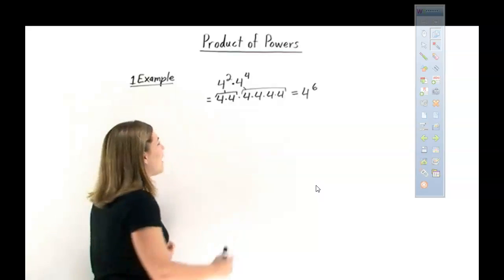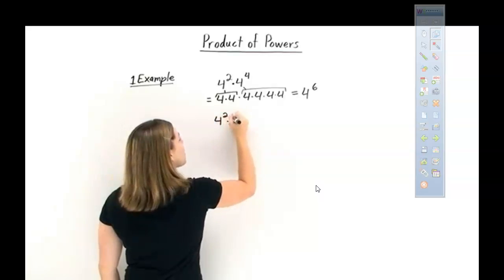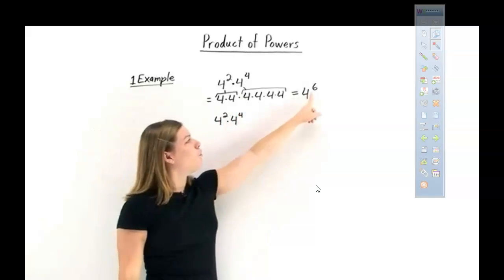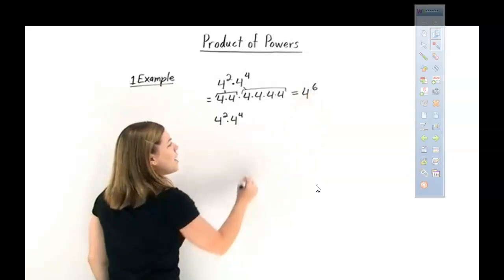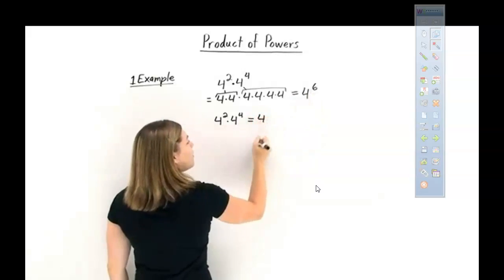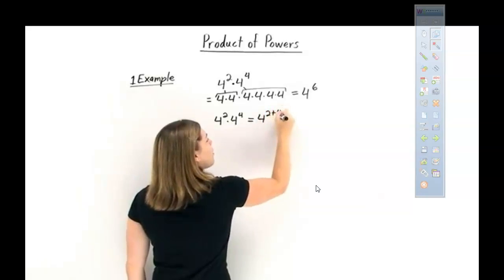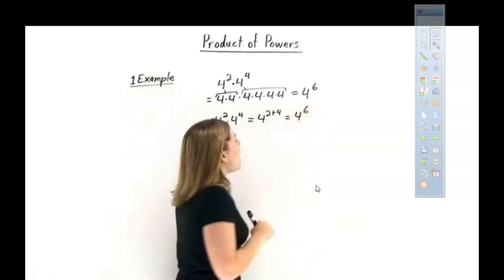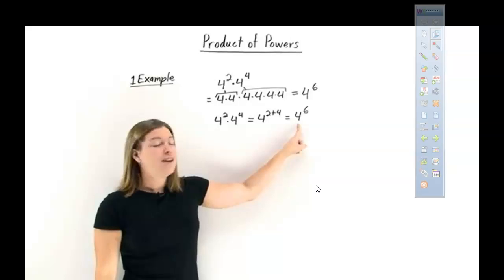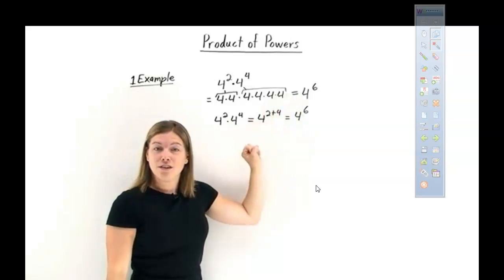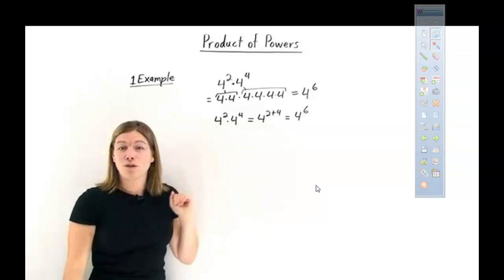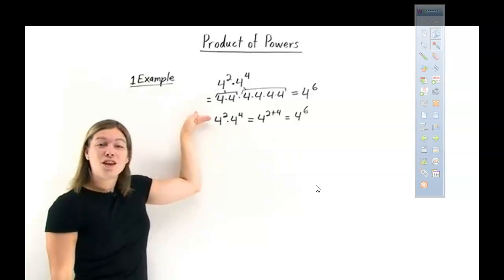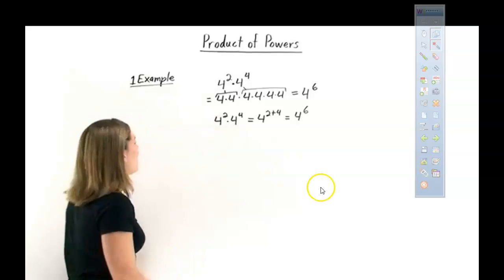Now take a look at this. Let's say again that we have 4 squared times 4 to the 4th. If we look at these exponents, 2 plus 4 is 6. So here, what if we rewrote it like this? Having that base of 4 and just taking those exponents and adding them together. So here, 2 plus 4 is 6. And we get 4 to the 6th again, just like we got when we expanded everything out. I wonder if this can work for other examples. In fact, it can. Here, we actually use the product of powers rule to simplify.